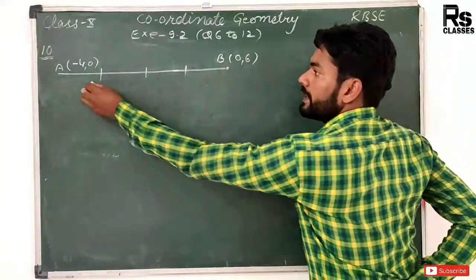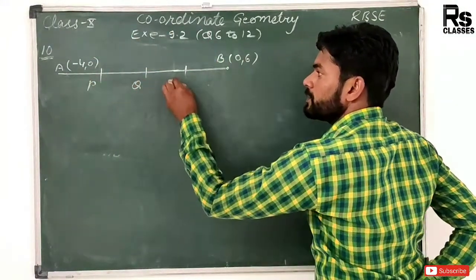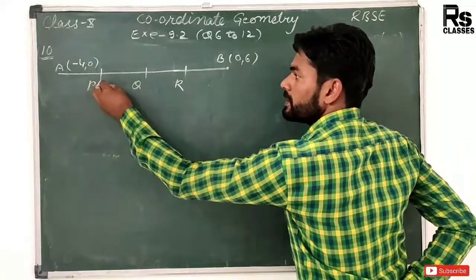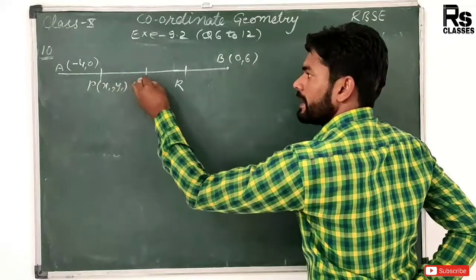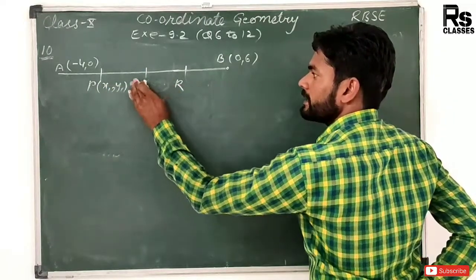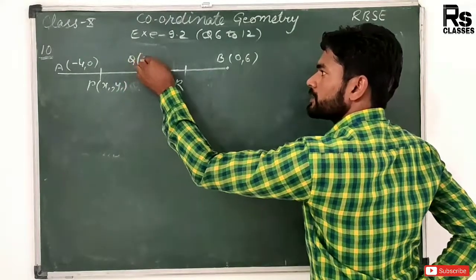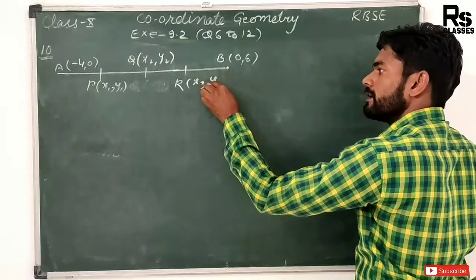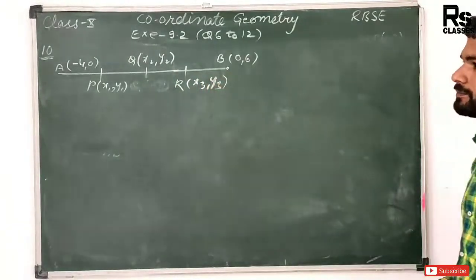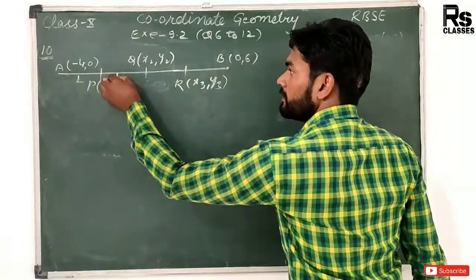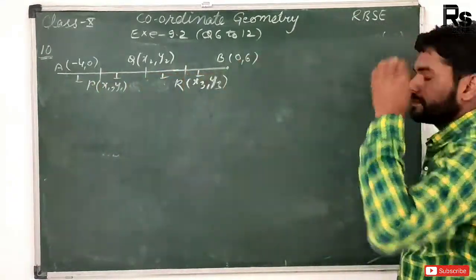Let's suppose this is point P, this is point Q, and this is the point R. The coordinates of these points are x1, y1 for P, x2, y2 for Q, and x3, y3 for R. All the ratios are equal: 1, 1, 1 and 1.